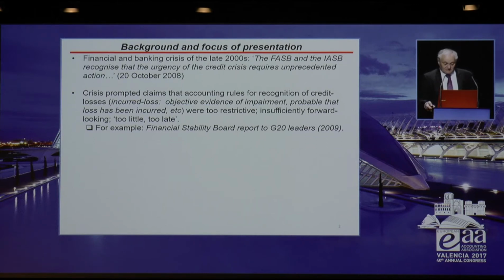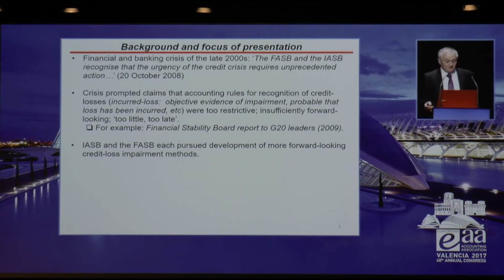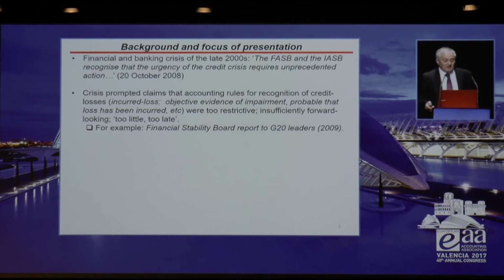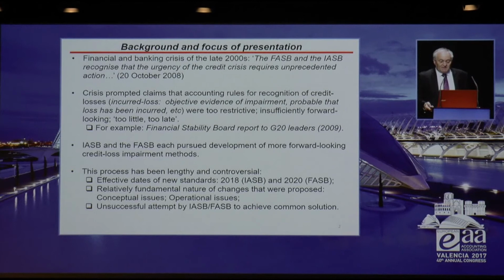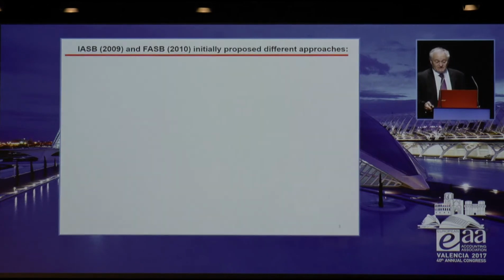There were quite a lot of political pressures raised in respect of this. For example, the Financial Stability Board made a recommendation to G20 leaders that accounting standard setters should aim to go for an expected loss-based approach. The IASB and FASB addressed that issue. They sought a more forward-looking approach. The process, however, has been somewhat controversial. It's taken quite a long time for the standard setters to come up with their standards. They haven't been implemented yet. The FASB one won't be implemented until 2020. There were a lot of conceptual issues arising, and also, perhaps most controversial in some ways, the FASB and the IASB were unable to agree a common approach to this issue. So in this talk, I'm going to talk about what happened and some implications and questions.